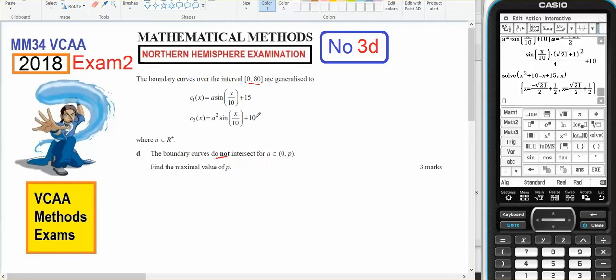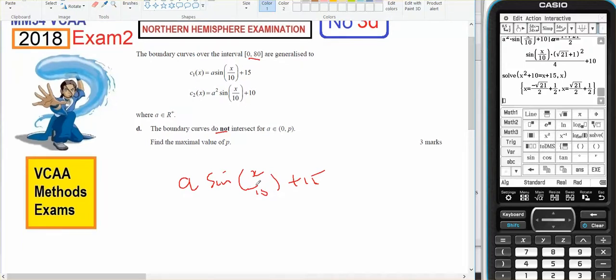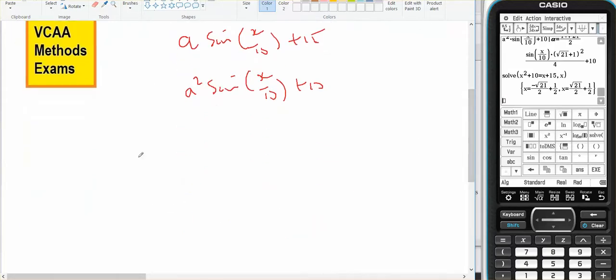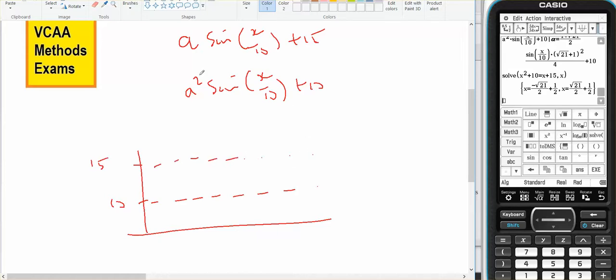Okay, so what have I got? I've got A sine, so that's my amplitude, sine of x on 10 plus 15, so it's got a median of 15 and a period, and this has got the same period. So this is A squared sine of x on 10 plus 10. So I've got one that has a median at 10 and the other one is at 15. They're both sine curves. We've got different medians.